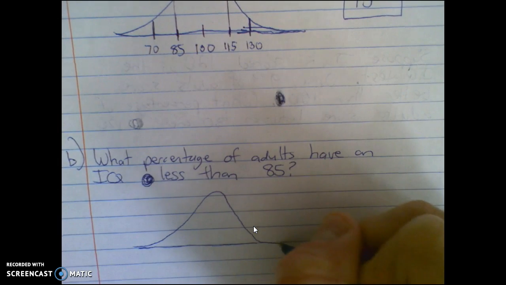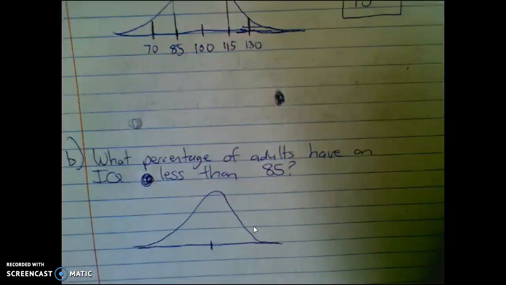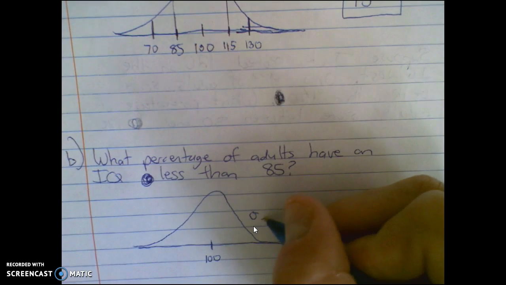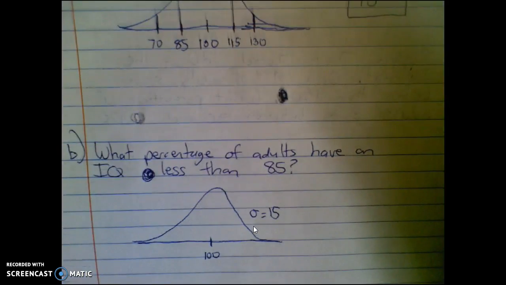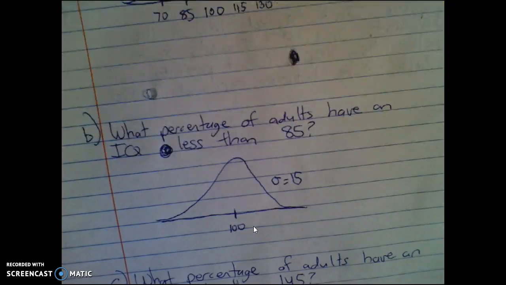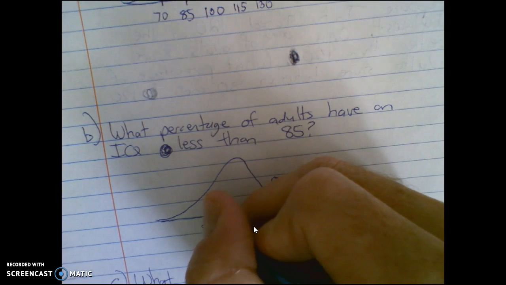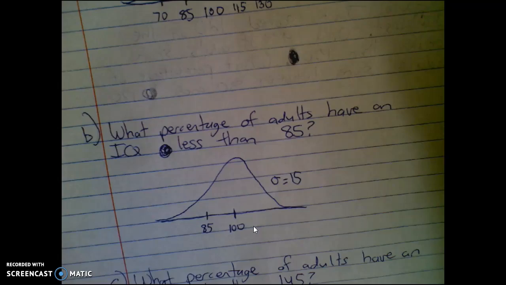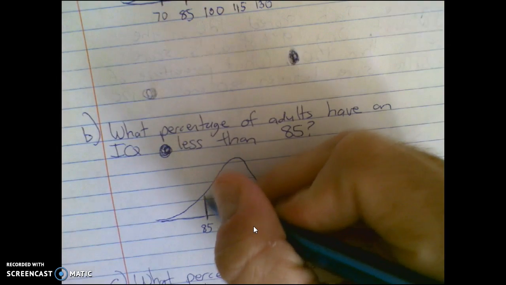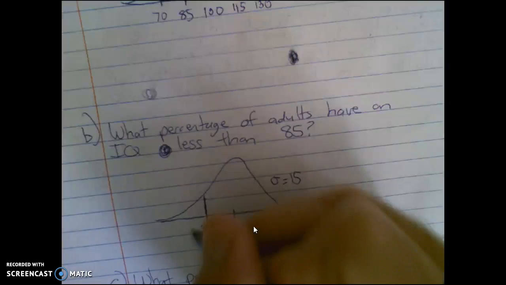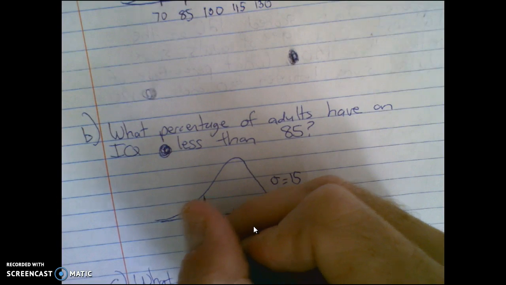This one is a little less straightforward, but we can use the empirical rule. So I have a mean of 100 and a standard deviation of 15, and I'm trying to find the percentage of adults that have an IQ less than 85. 85 is exactly 1 standard deviation below the mean, and I'm trying to find the percentage that have less than that. This percentage right here, I'll go ahead and shade it in.